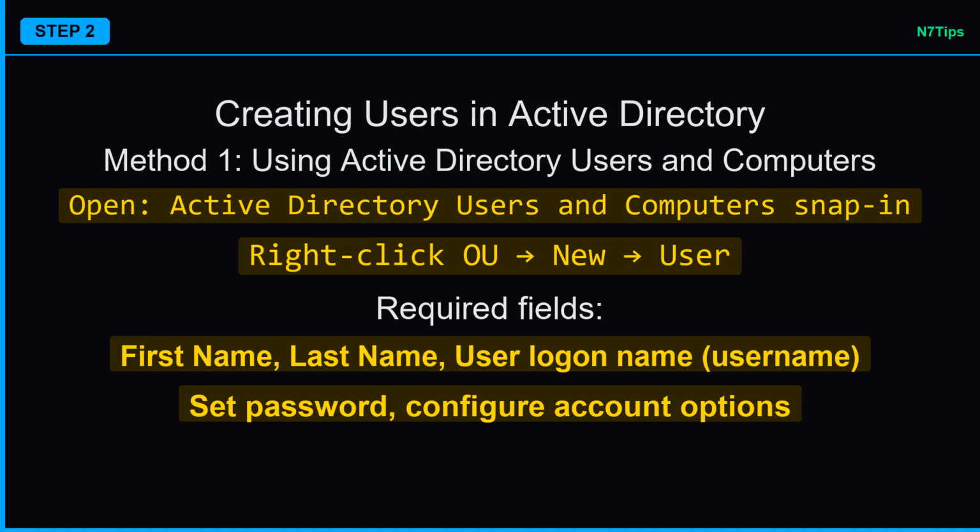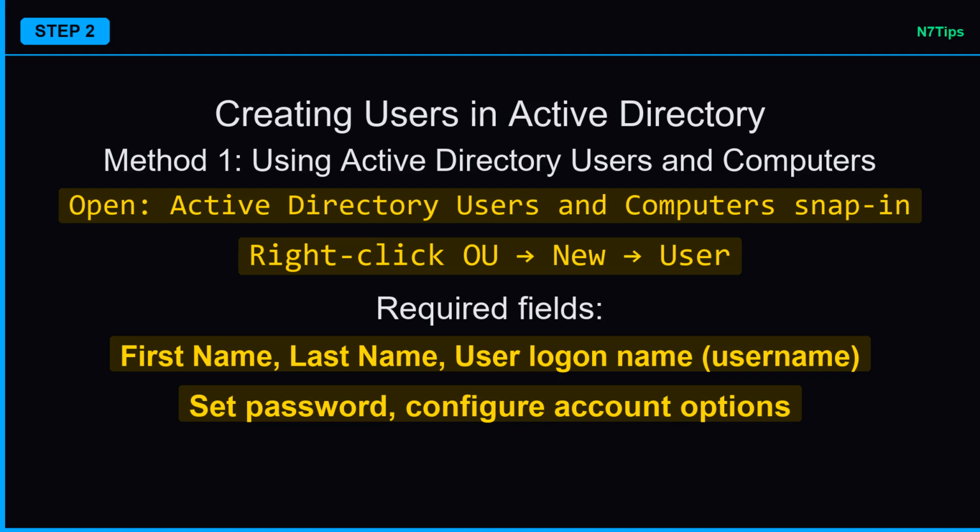Creating users is one of the first tasks you'll perform as an AD administrator. Open the Active Directory Users and Computers console from your domain controller or administrative workstation. Navigate to the organizational unit where you want the user created. Right-click and select New User. You'll be prompted for the first and last name, which populate the display name. Most importantly, enter the user logon name, which is what users will type to sign into the network. This should follow a consistent naming convention, like first name, last name.